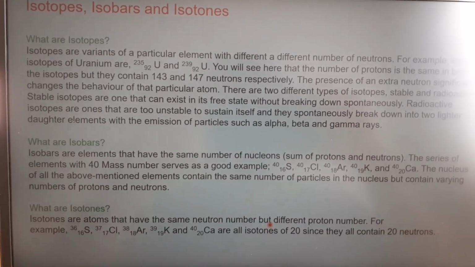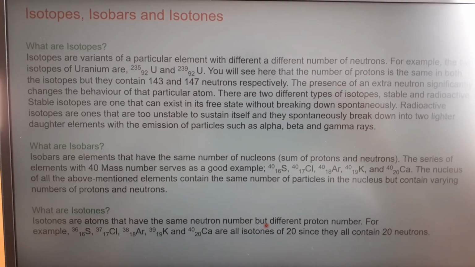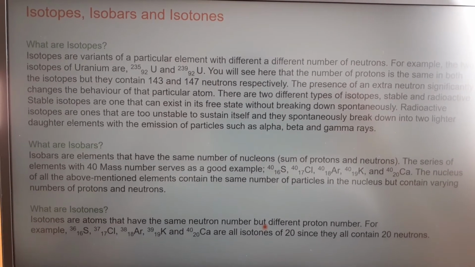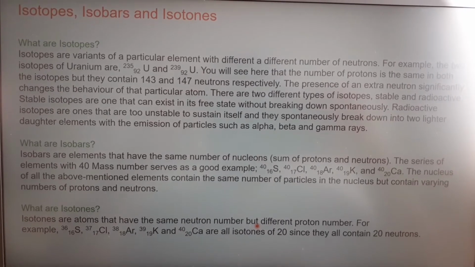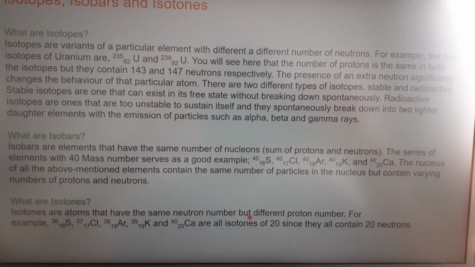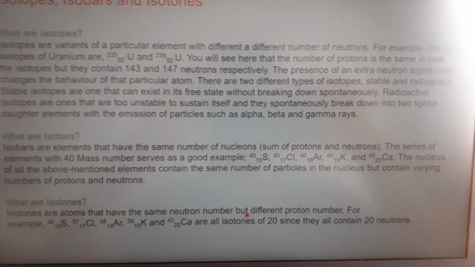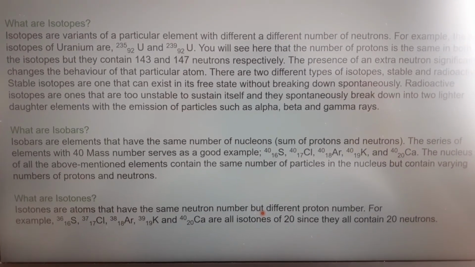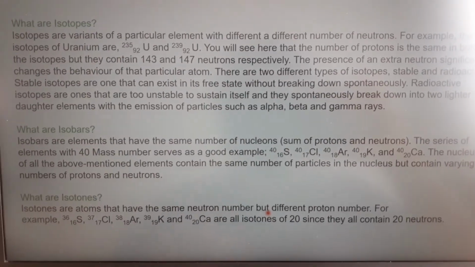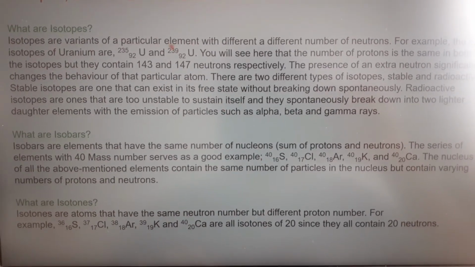Next, the isotope, isobar and isotones. What are the isotopes? Isotopes are variants of a particular element with different numbers of neutrons. For example, the two isotopes of uranium, 235 92 and 239 92, right?